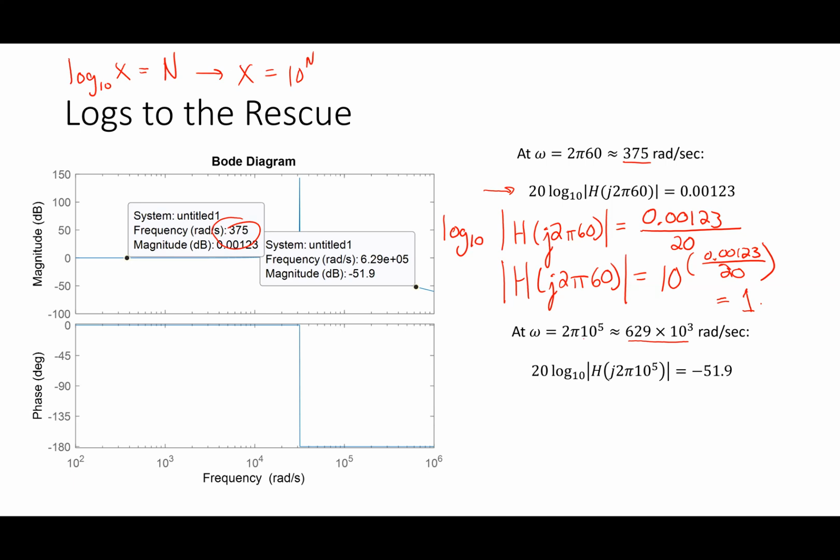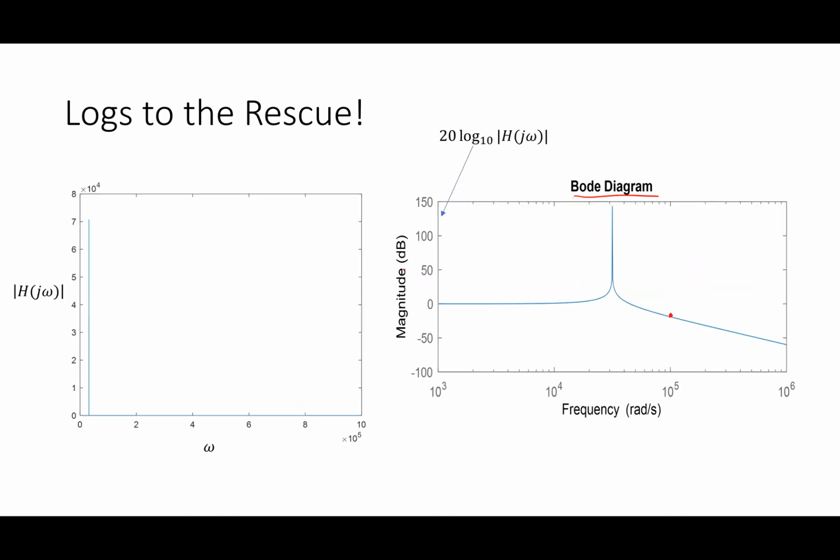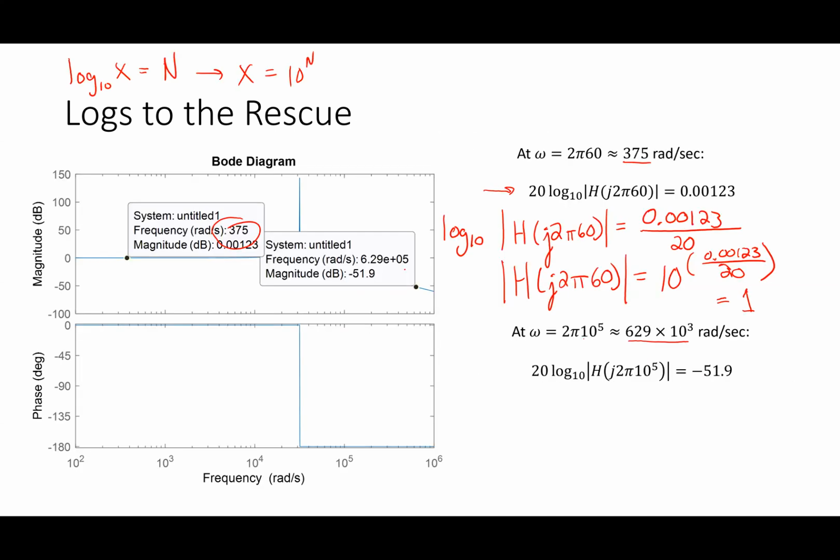Now, what's going on out there at 10 to the 5th? Well, it's different, right? On the previous graph, it was impossible to see. You would have said it was 0. But when I look at this here, at that frequency, 6.29 times 10 to the 5th, I see that the magnitude is negative 51.9 decibels.